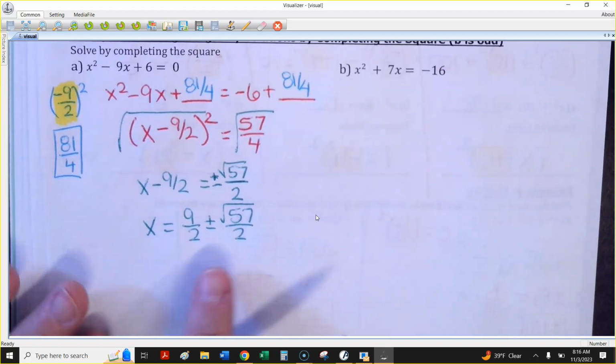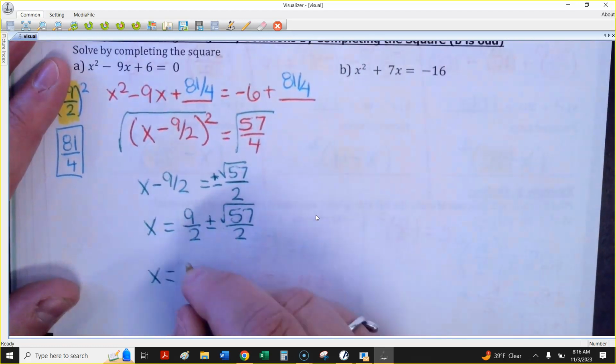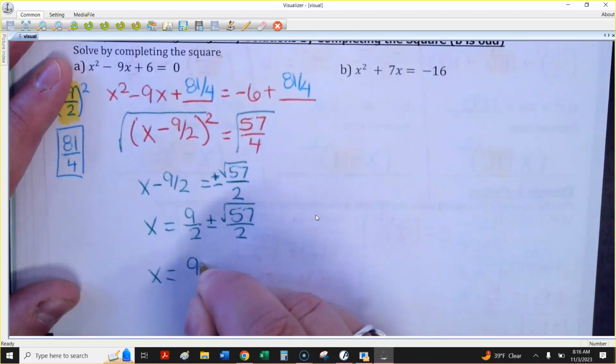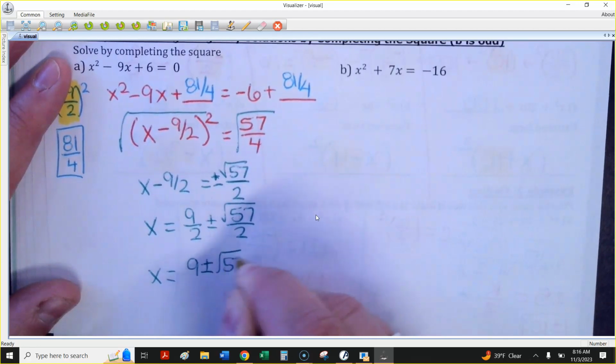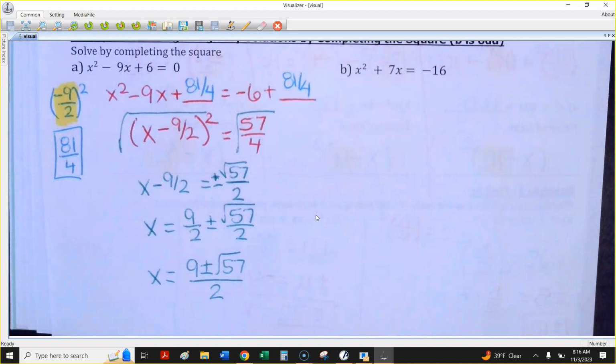If you want to leave it like that, that is completely fine with me. If you want to, though, you are allowed to do this, like 9 plus or minus radical 57 over 2. You could write it like that as well. That's totally legal. I would take either one of those, but that's the one nice thing about this. If you do end up working with a fraction, it'll always be something that you can just add to the other side. It'll just be over 2.